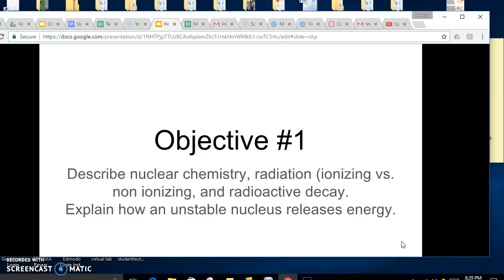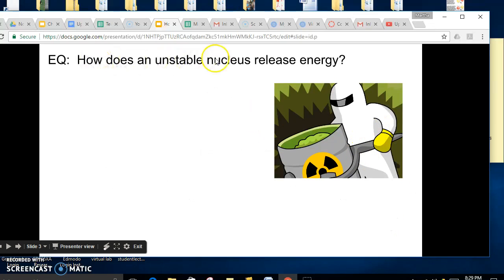So describing nuclear chemistry, what's the difference between ionizing and non-ionizing radiation, as well as a little bit of the basics of radioactive decay. We're going to explain how an unstable nucleus basically releases energy. So that is objective number 1. Our essential question: how does an unstable nucleus release energy?